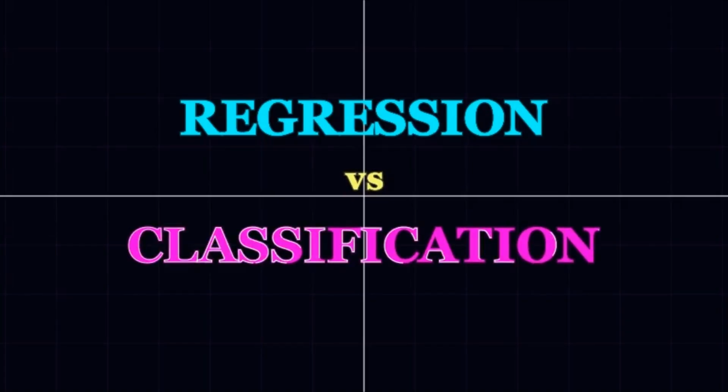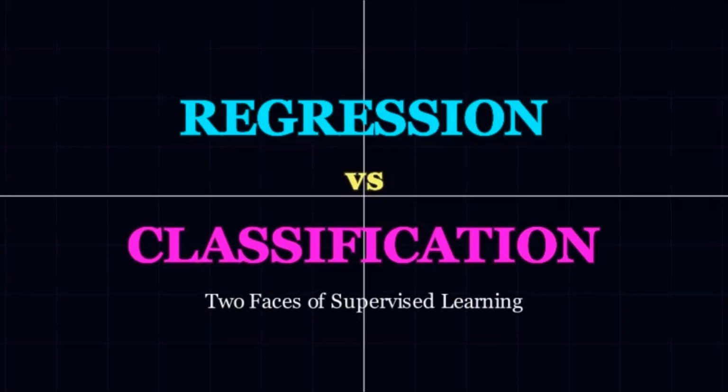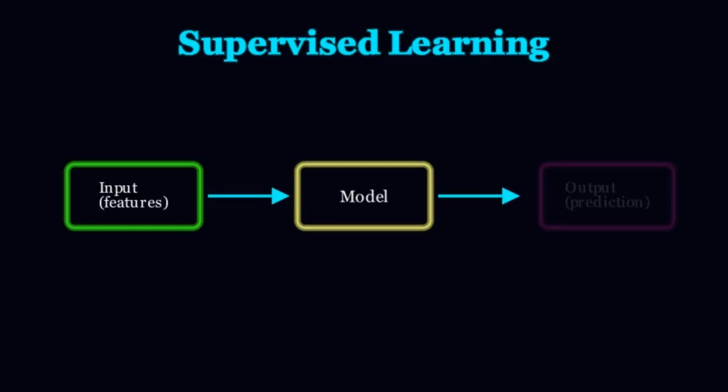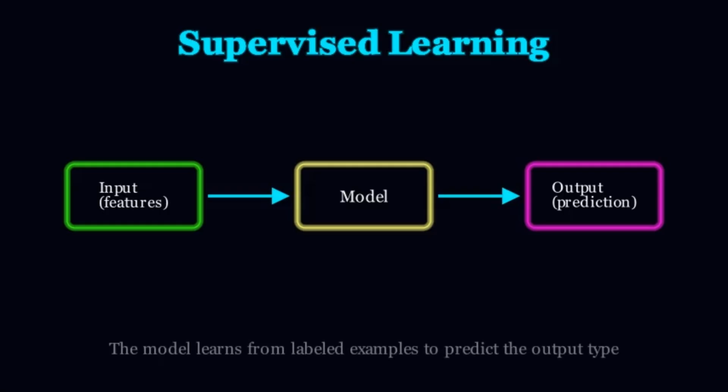Machine learning makes predictions every single day, but not all predictions are the same. Today, we're breaking down two of the most fundamental ideas in supervised learning: regression and classification. Both regression and classification are types of supervised learning. That means we train a model on labeled examples, data where we already know the right answer, so it can learn to make predictions on new, unseen data.